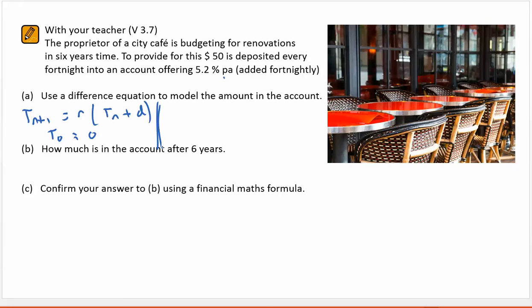Now in this instance, the interest is 5.2 divided by 26 divided by 100. I end up with 0.002. And in this case, that means T(n+1) equals 1.002 lots of Tn plus the $50, and we're starting from scratch at 0.